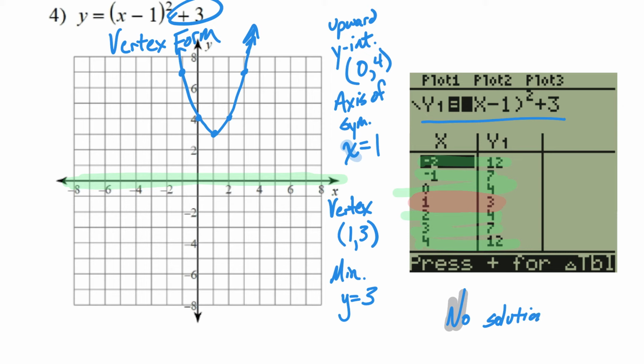We could go further into this and start talking about our imaginary solutions. We would have to get this into the correct form in order to either use the quadratic formula, or use any other method of solving that we've talked about to get those imaginary solutions. But this one has no solution.